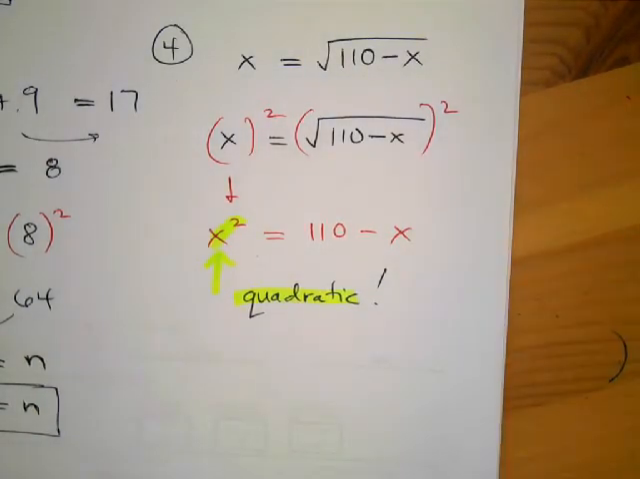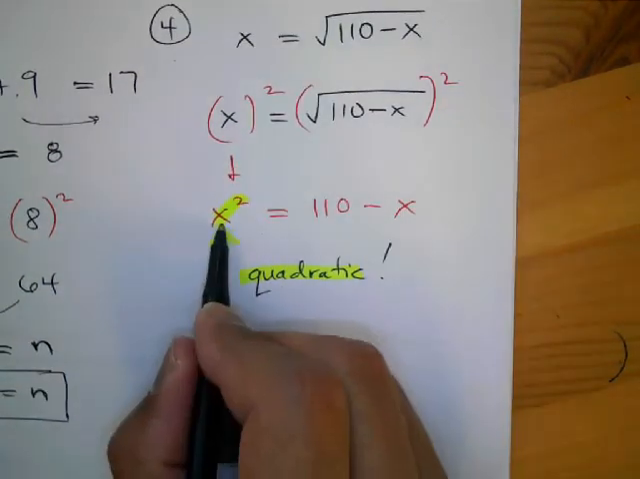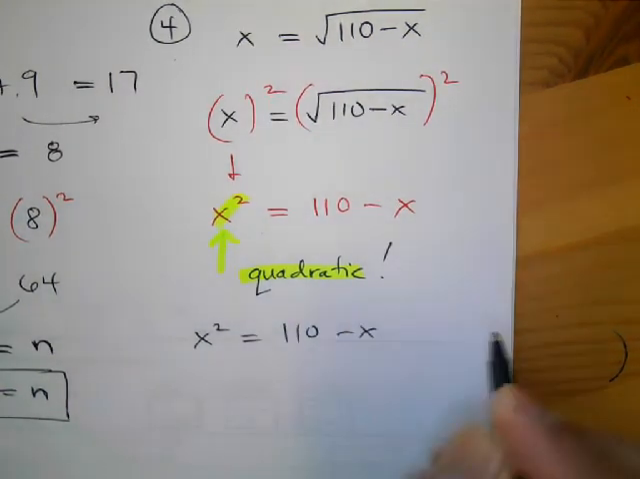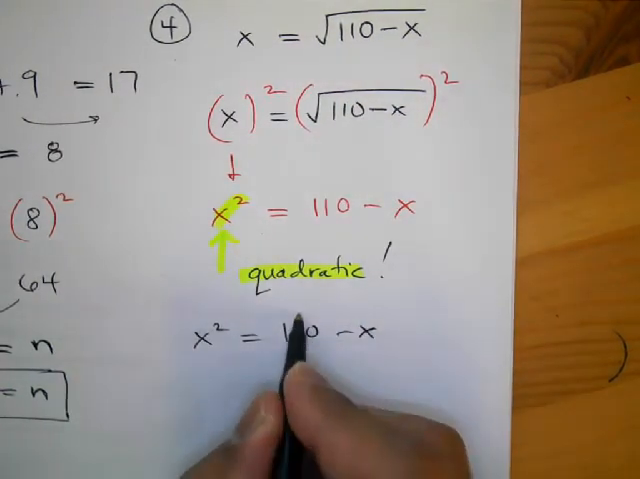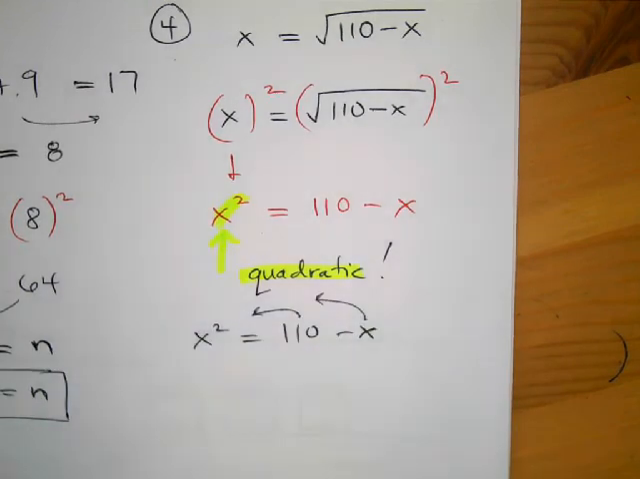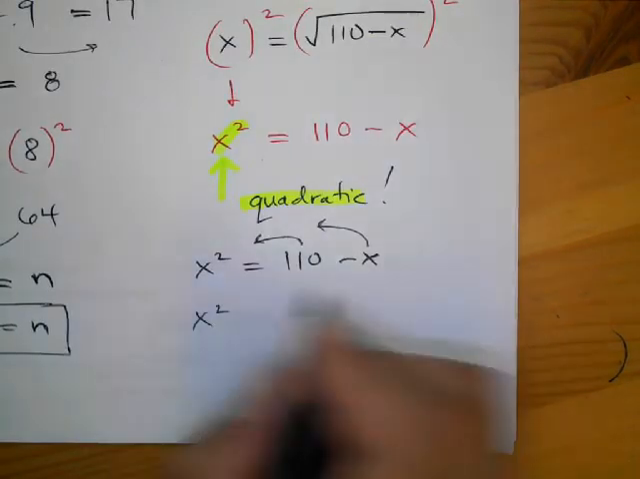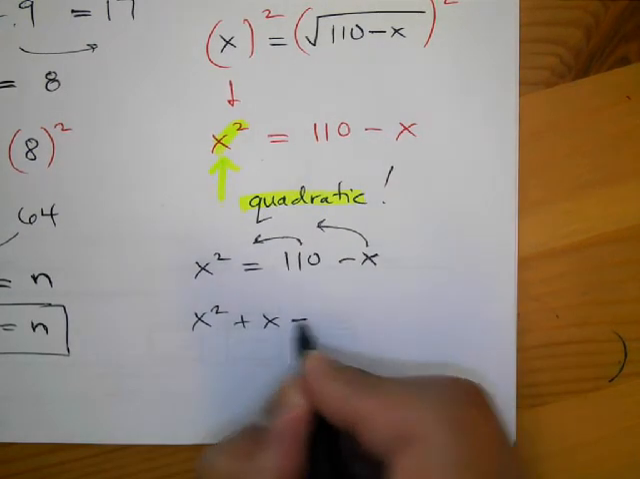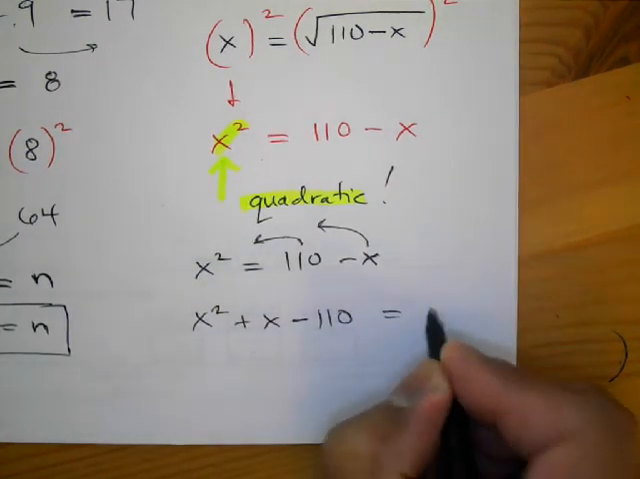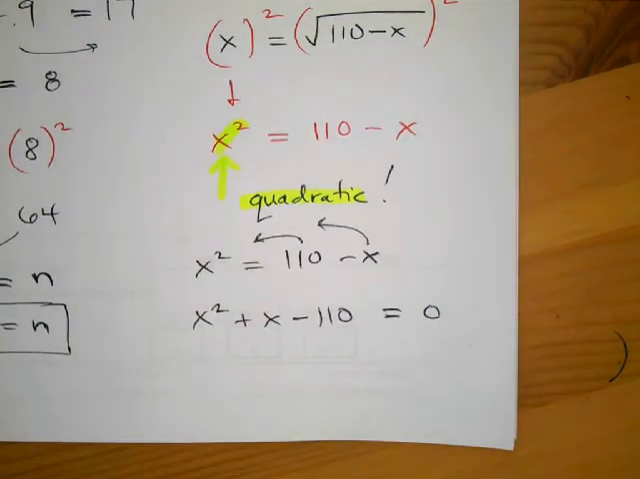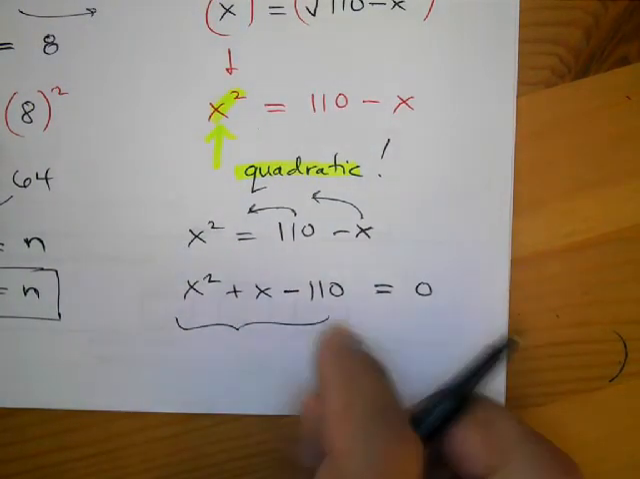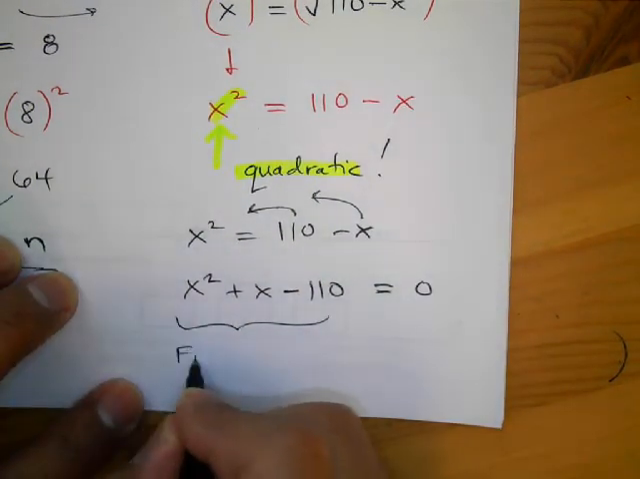When it's x squared, that's when you want to move everything to one side and make it equal to 0. I want to keep the x squared positive. I got to move these to that side. So that's going to be x squared plus x, right? Let's put this in order. x squared plus x minus 110 equals 0, right? We got to set this equal to 0. And this is where we got to look at this.